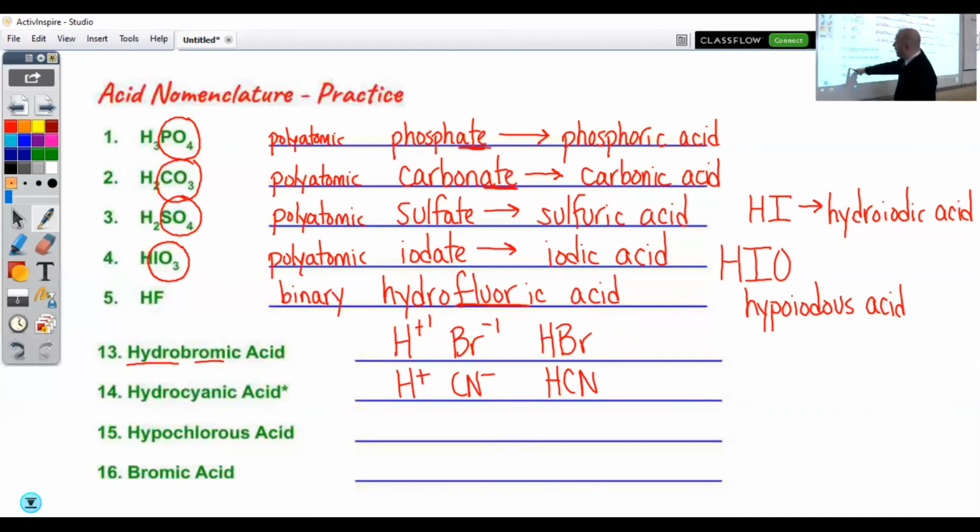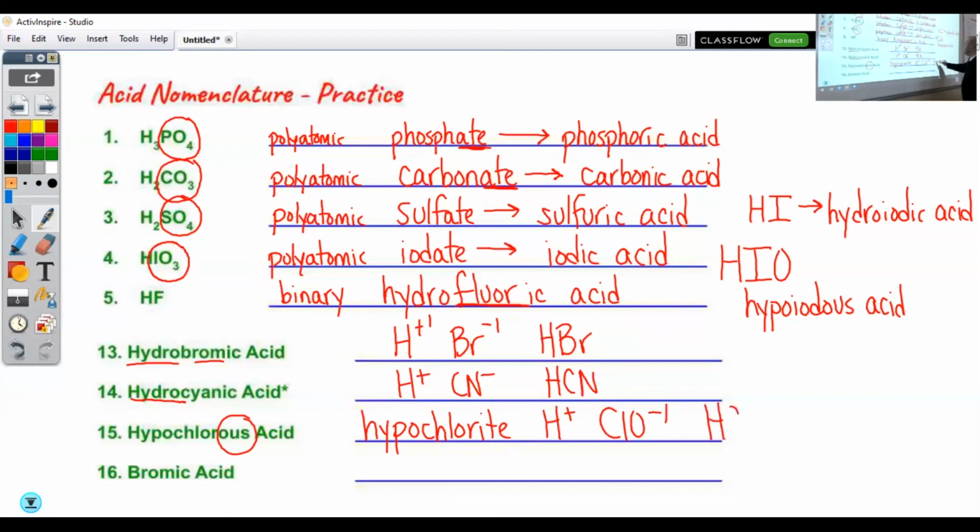The next one, we have hypochlorous acid. This is a polyatomic acid because it does not start with hydro like these two. In this case, hypochlorous acid means that we started off with hypochlorite, which is simply ClO -1. Combine that with our hydrogen +1, we get HClO.